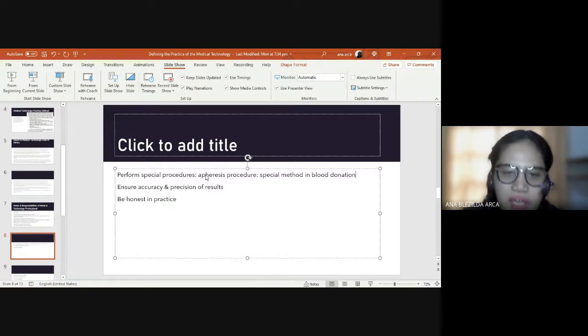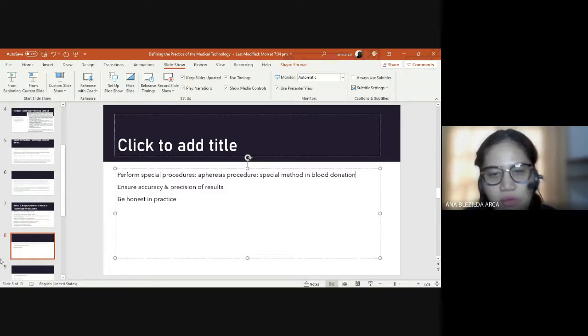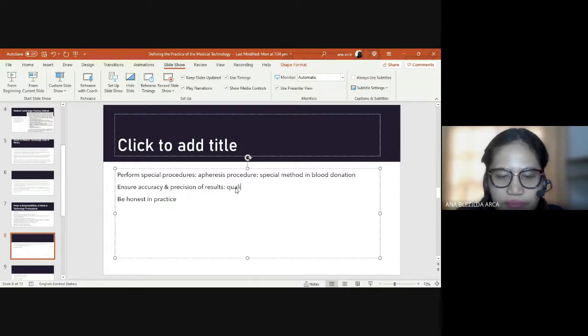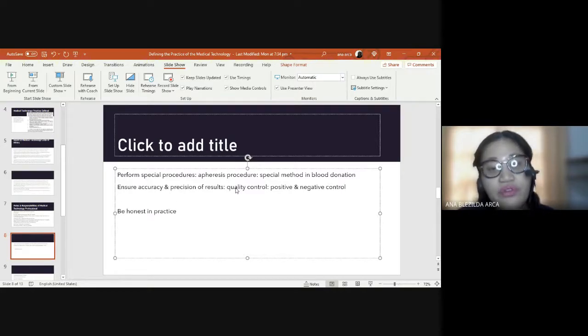Okay? And also, ensure accuracy and precision of the results. This is very important, wherein you're able to process what they call the quality control, wherein you're going to make use of a positive and negative control. Ano ba yung mga positive and negative control na yan? So example na lang dito ha, yung mga COVID test kit. So yung mga COVID test kit na yan, meron yung tinatawag na positive control and negative control.